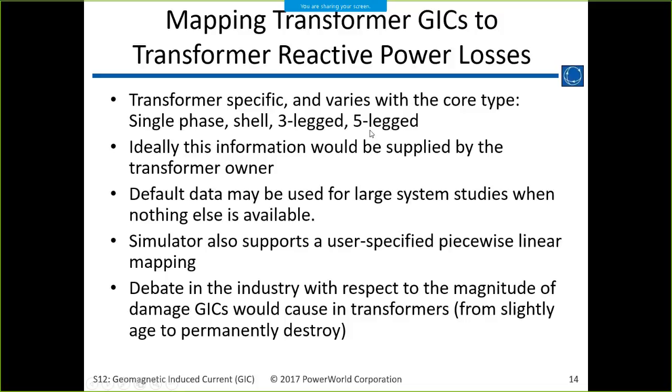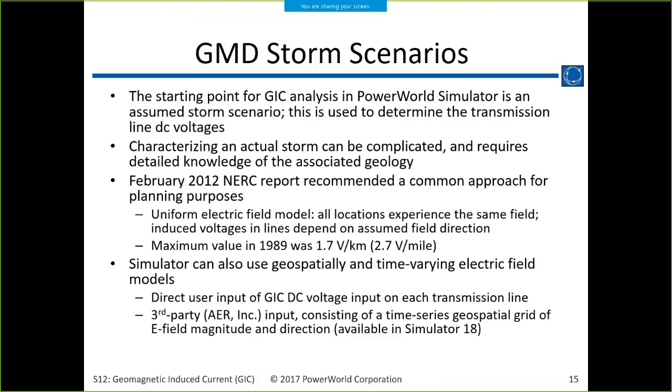If you don't know what type of transformer it is, it'll be assigned a type of unknown, and then generally it'll get the worst case K factor, which is the single phase. But again, it depends on the voltage. It's a per unitized K factor as well.